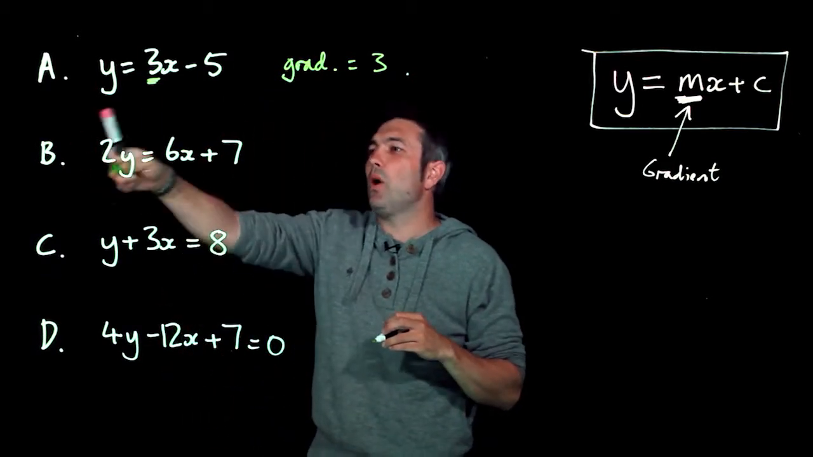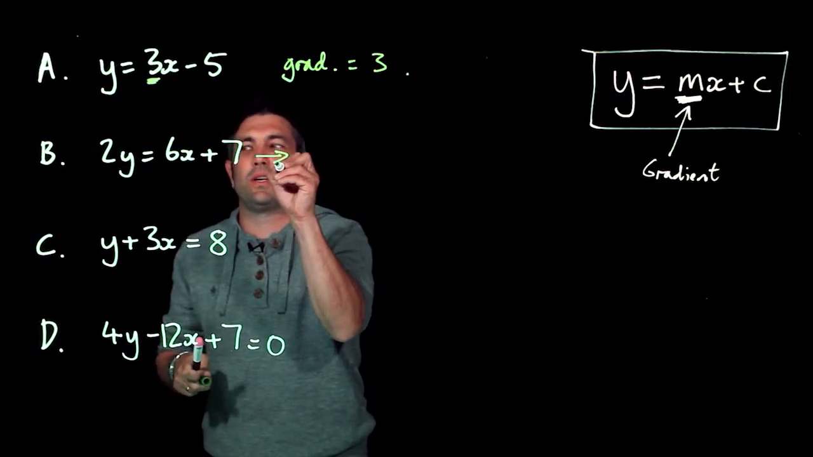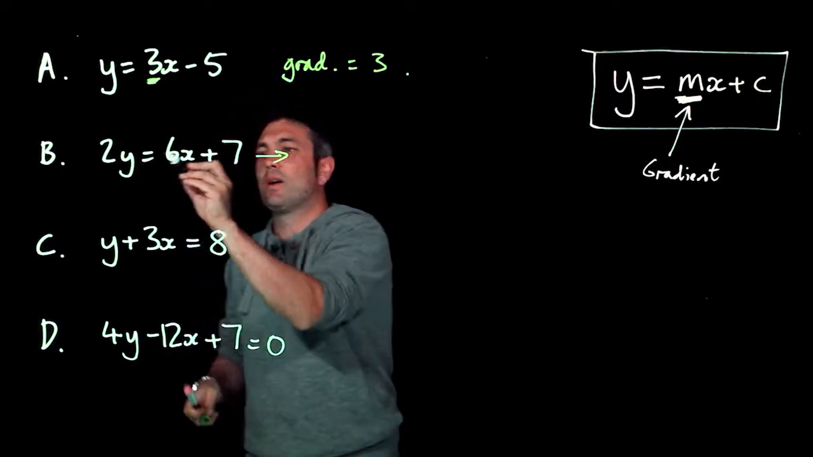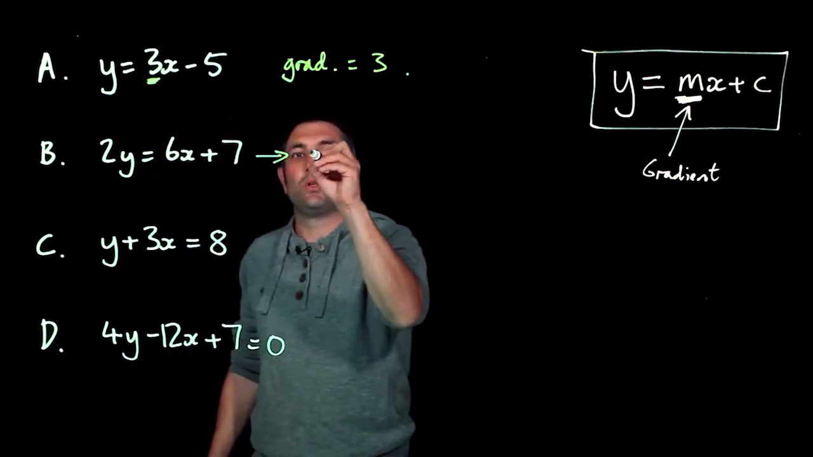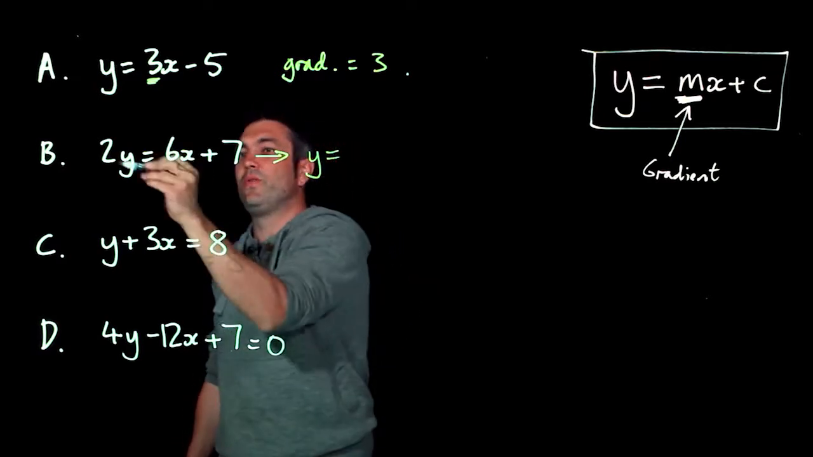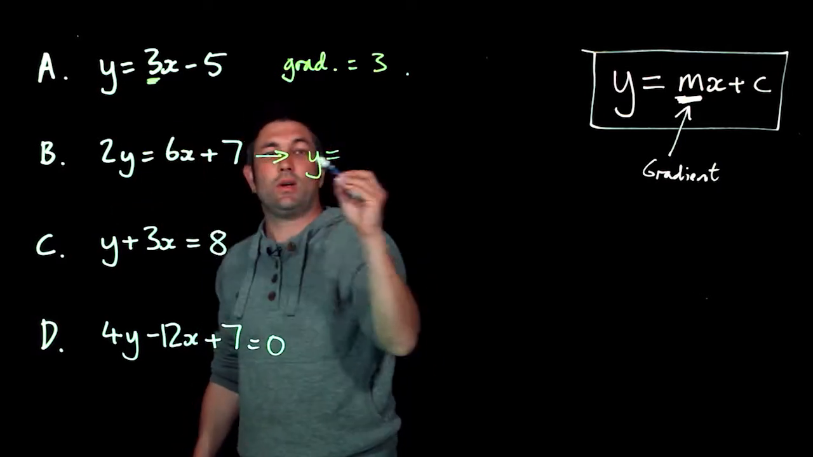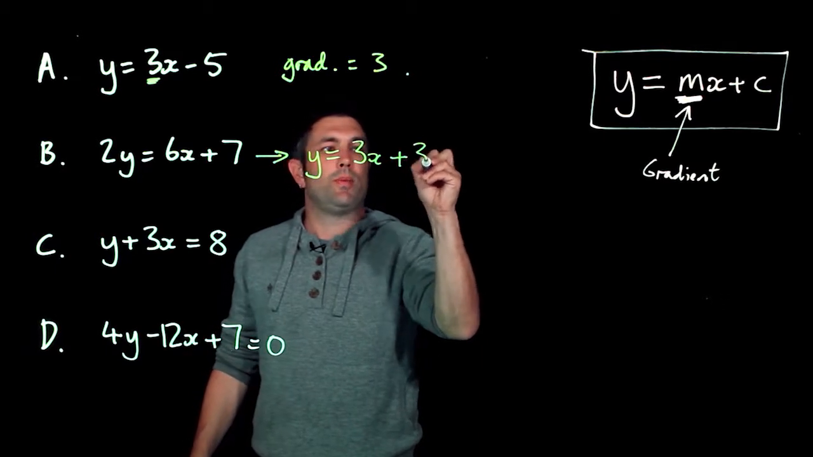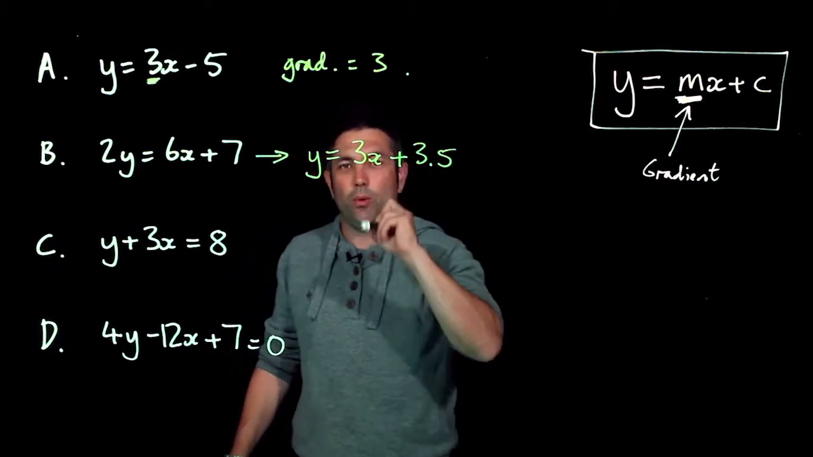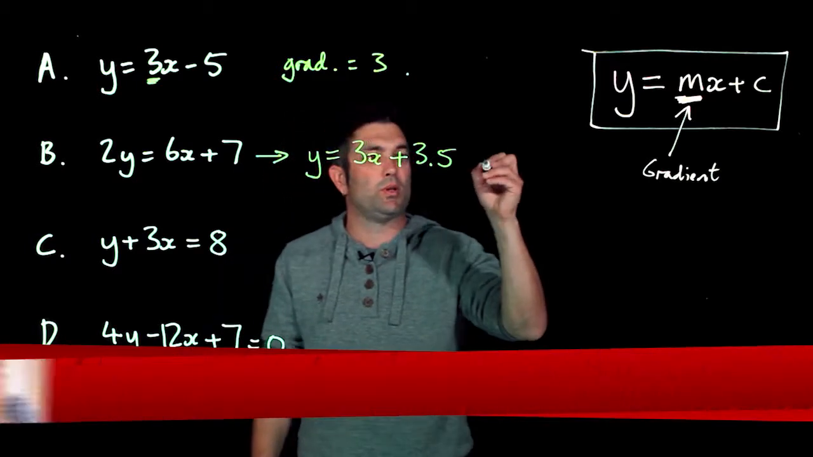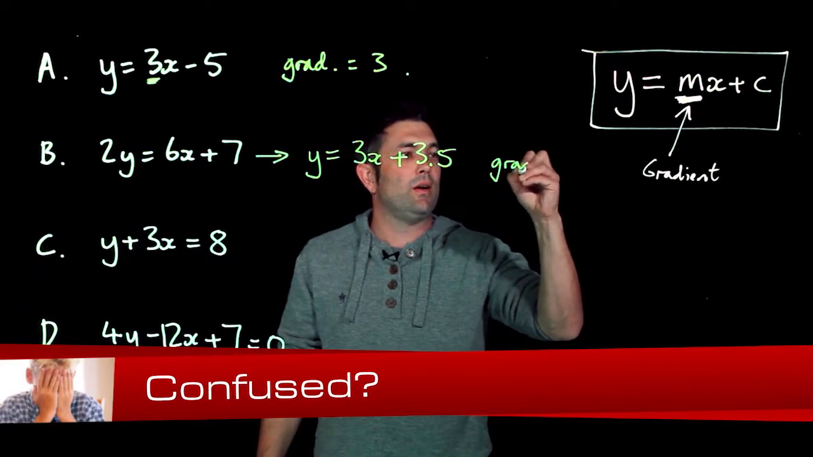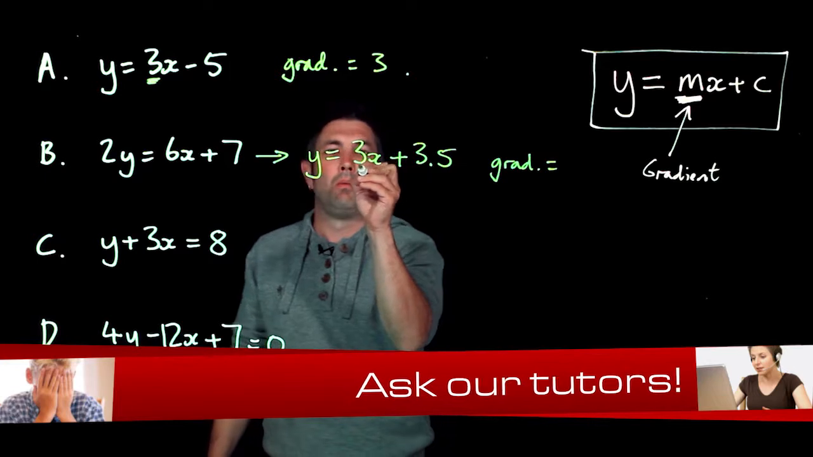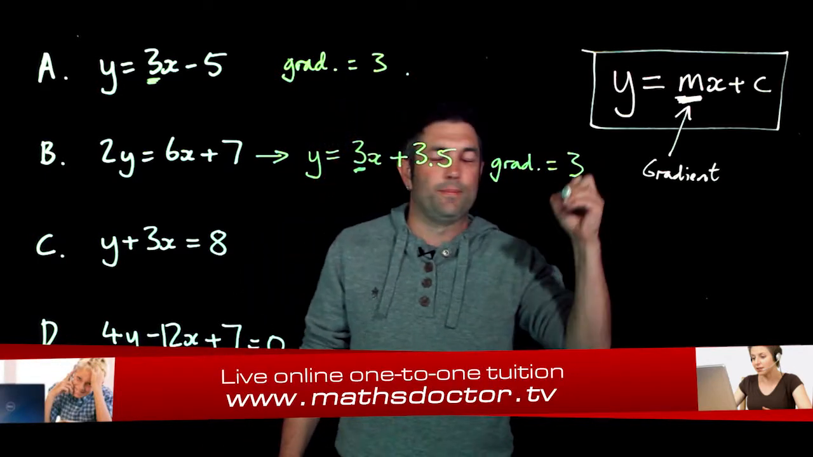This one isn't quite in the form of y equals mx plus c. I've got two y's, okay? I don't want two y's, I want one y. So what I've got to do is divide everything by 2. So I've divided that by 2, I get 3x plus 3.5. Now don't be alarmed by the 3.5 bit. You can have that, it's not a problem at all. So the gradient of this line is also, and I'm going to underline it, 3.